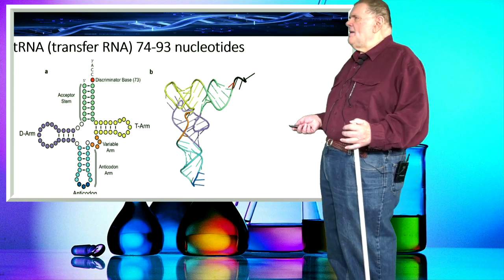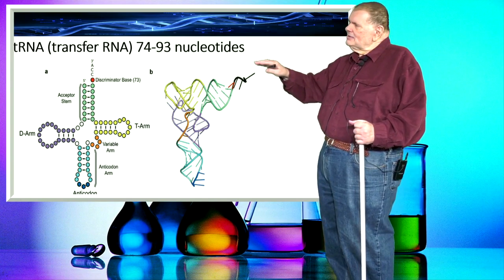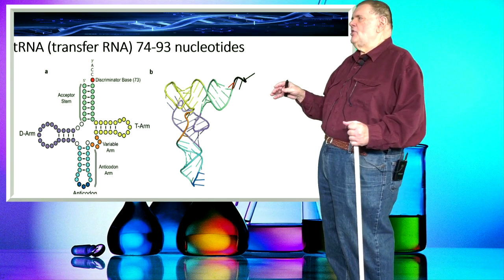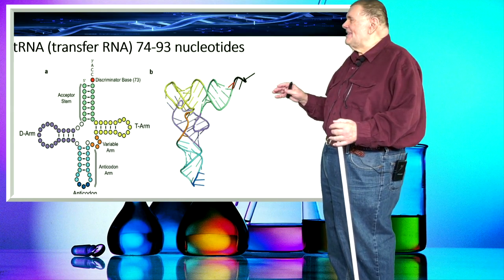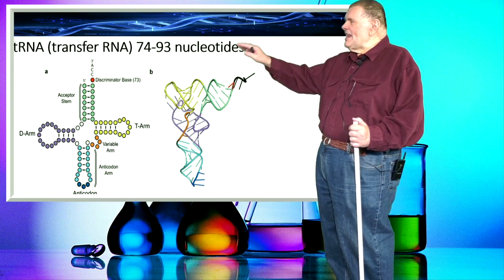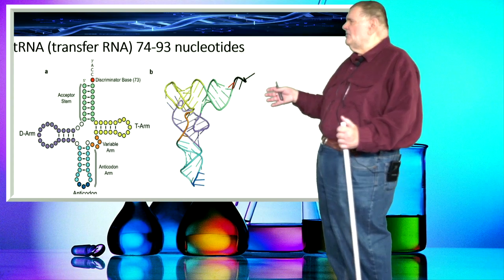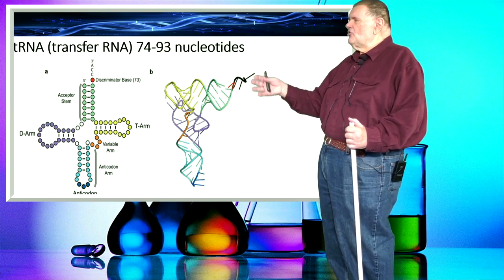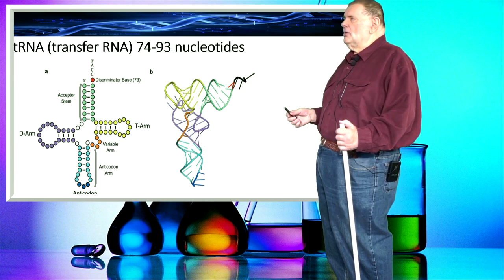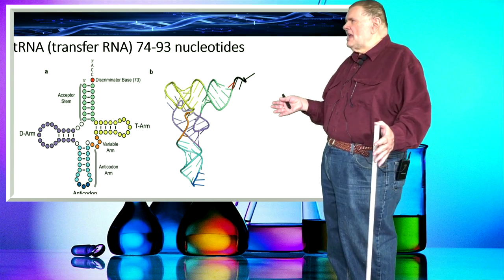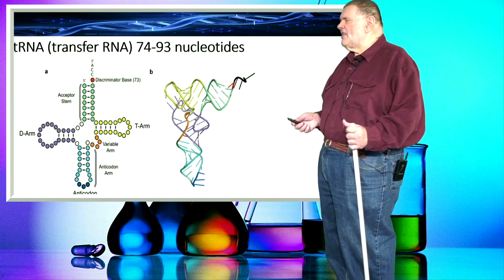Transfer RNA is a four-sided molecule in its fourth dimension, in its third dimension. On the right-hand side, you have a diagram showing the way it would look as a stick figure. On the left, it shows the other parts. And so you have different arms of the molecule, and there can be anywhere from 74 to 93 different nucleotides to make that.